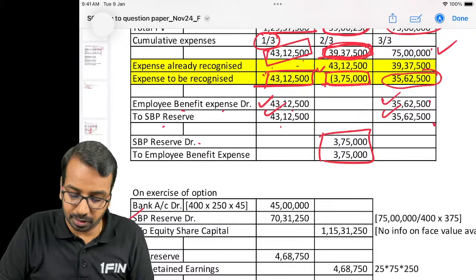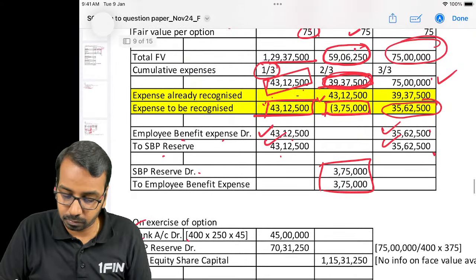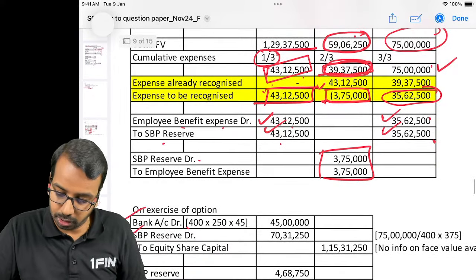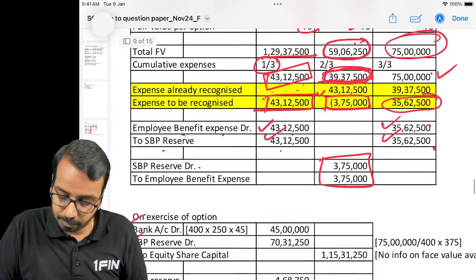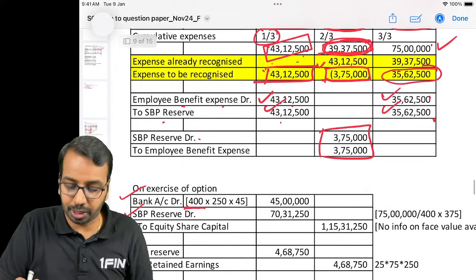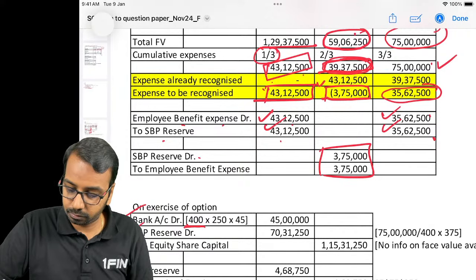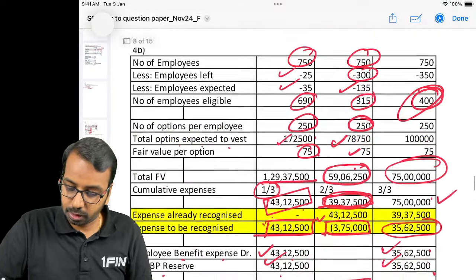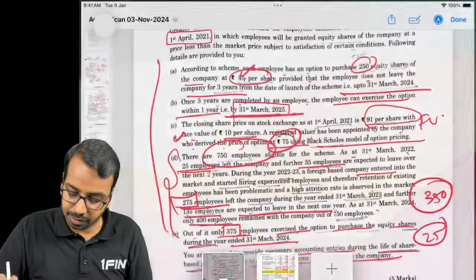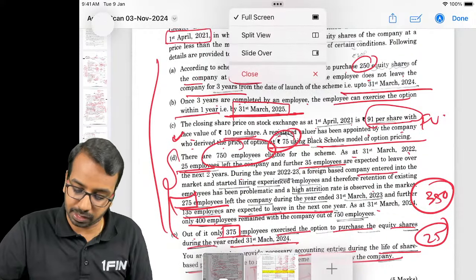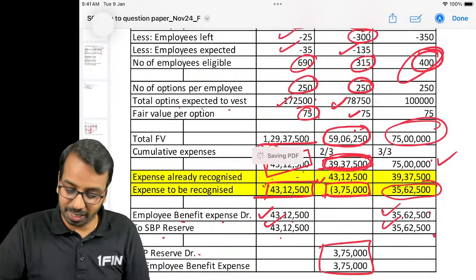So we will debit SBP reserve and bank account by number of employees. Okay, I think that's an error on my part here. So the mistake is I have taken the entire 400 employees. My bad. Out of 400 in the question, they have said only 375 have exercised, right? Only 375 have exercised. See, even after doing it so many times, we get stuck.